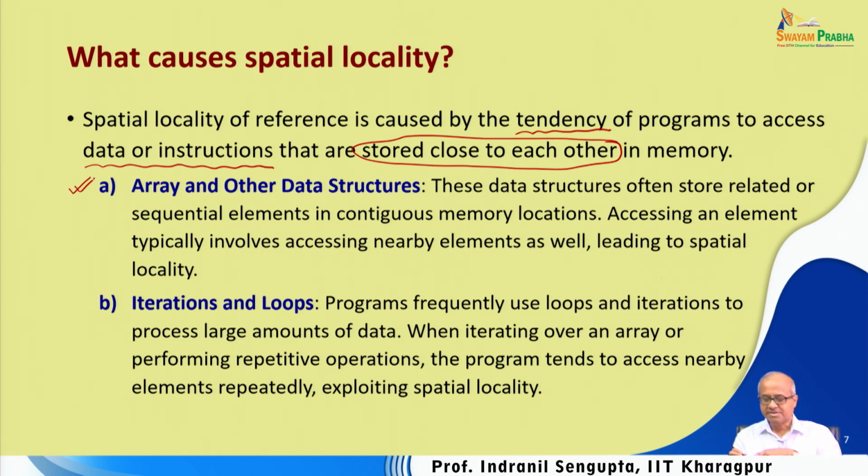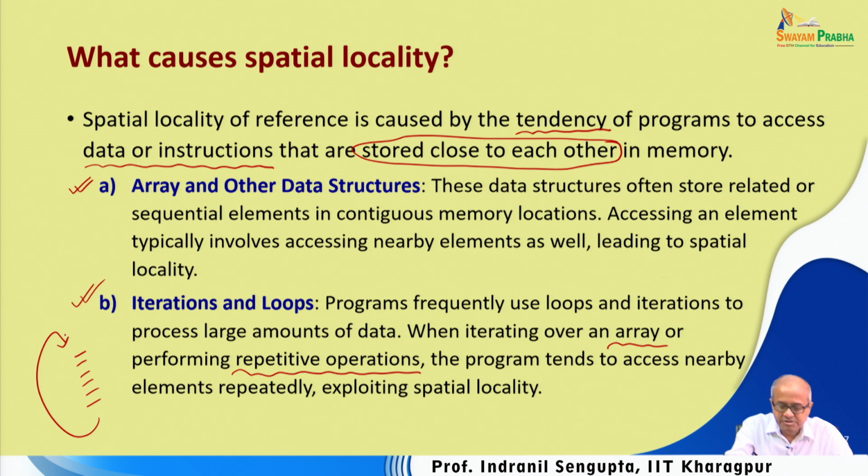Similarly, when you have iterations and loops, possibly they will be working on some regular data like arrays, or they may be carrying out some repetitive operations. Whatever operations are there in a loop, for example, you have a loop with several instructions, these set of instructions will be executed repeatedly. This exhibits spatial locality. So, when one instruction is accessed, the nearby instructions will also be accessed in the near future. This kind of property holds.